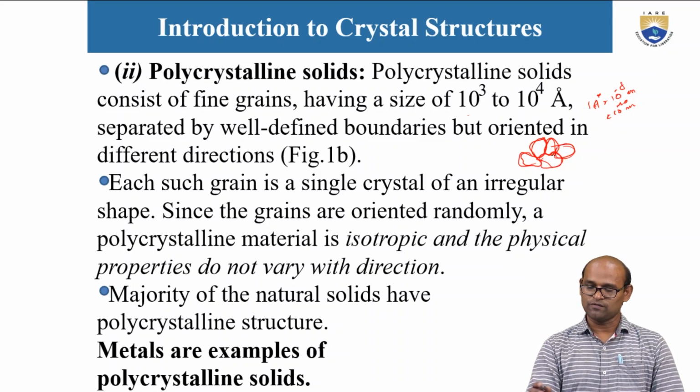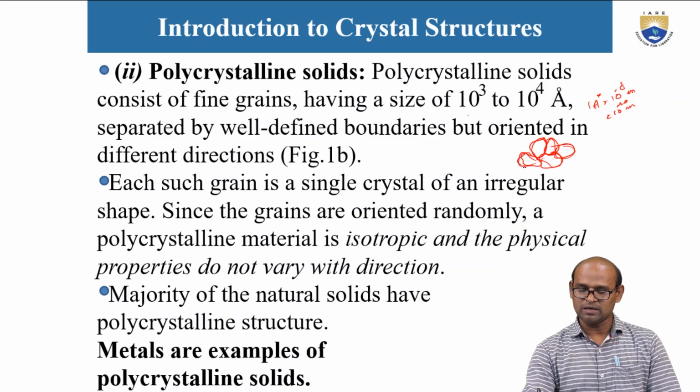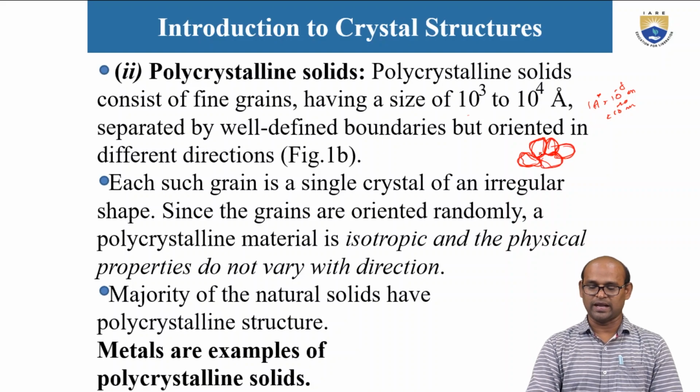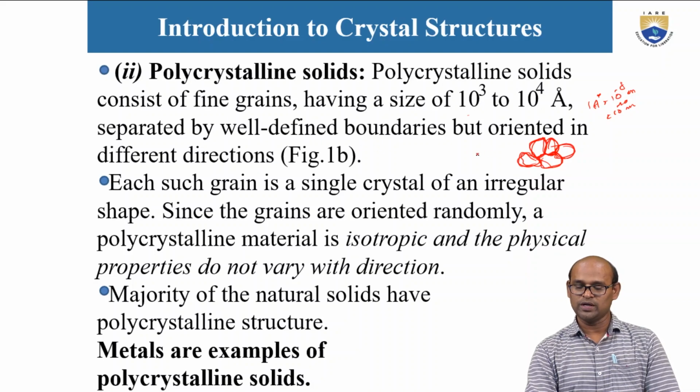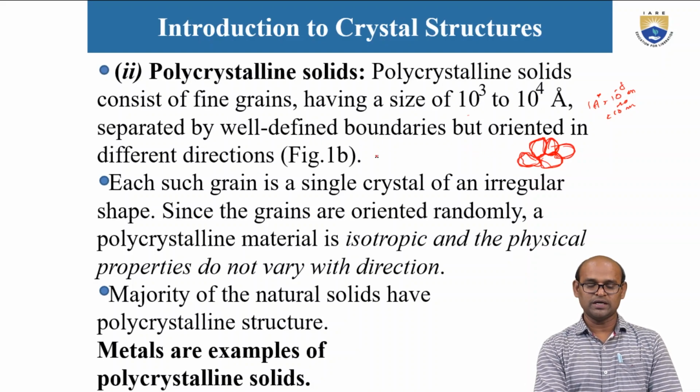Polycrystalline materials consist of fine grains, and each grain can be around 10^3 to 10^4 angstrom in size. All these grains are separated by well-defined boundaries. There is a boundary between these grains. These boundaries are also called grain boundaries, well-defined boundaries, but oriented in different directions.